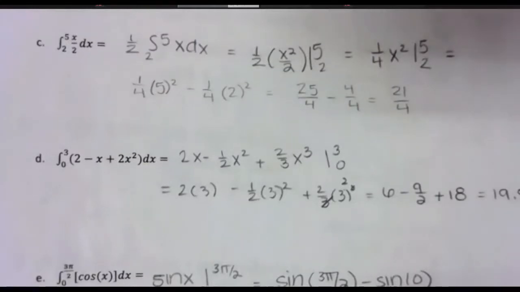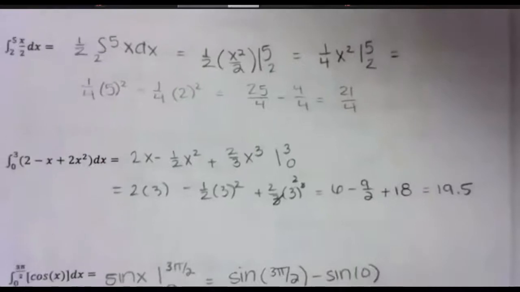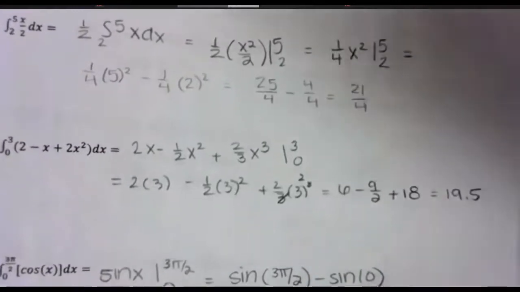Okay, and letter D. Letter D is a polynomial, so it has a constant, linear, and quadratic. So that turns this into a cubic. And your power rule applies to each part individually.